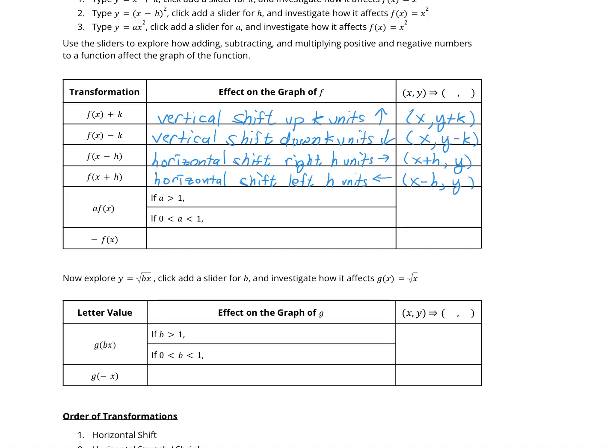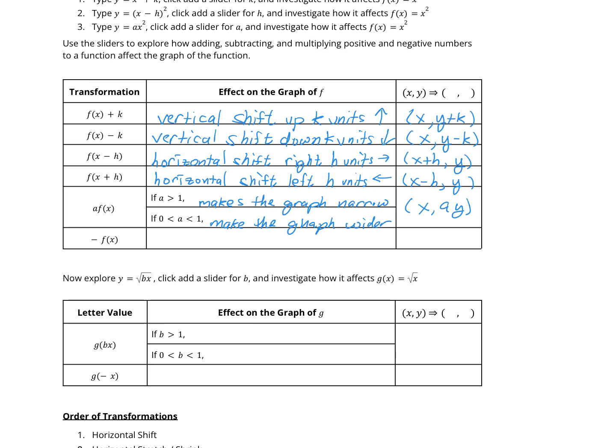The next ones are going to be resizing the graph. When you multiply by a number bigger than 1, it's going to shrink the graph or make the graph more narrow. We're going to say makes the graph narrow. And the ordered pair is x comma a times y. When you multiply by a fraction smaller than 1, it's going to make it wider. This is going to make the graph wider.